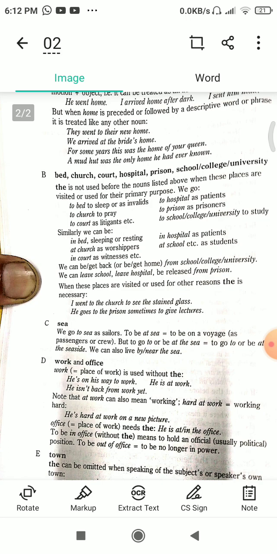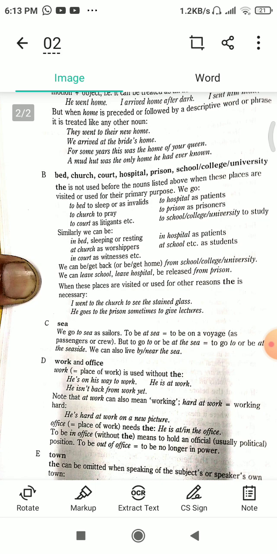D part, work and office. Work, it means place of work, is used without the. For example, he is on his way to work. Second example, he is at work. Third example, he isn't back from work yet. These are the examples of the usage of work.